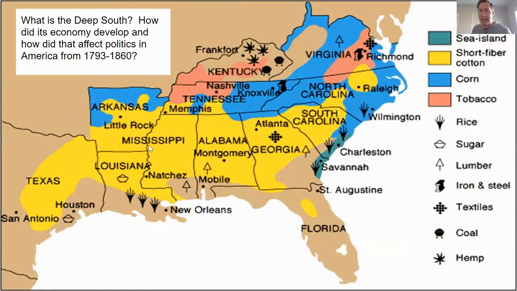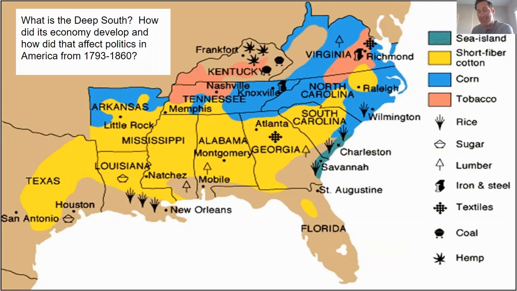So Eli Whitney's cotton gin is created in 1793. And what that does is it makes cotton a very valuable crop. And so what you can see here is this area in yellow becomes known as the cotton belt. And cotton destroys the soil. It basically drains the soil of its nutrients.